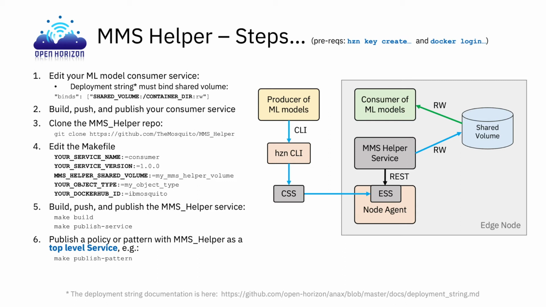And then the last thing that you need to do here is to publish a policy or a pattern with the MMS Helper as a top level service. And I remind you, it has to be a top level service. So I have an example pattern that does this, that just includes the MMS Helper, no other services. And so you can do make publish-pattern, and it'll publish that example pattern. And then the MMS Helper will be requiring your service, so your service will be brought in automatically. And once you've done those 6 steps, then you'll be ready to register nodes and publish ML model files out to those nodes.